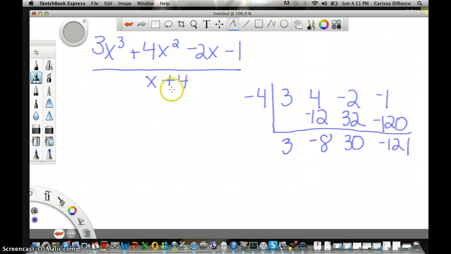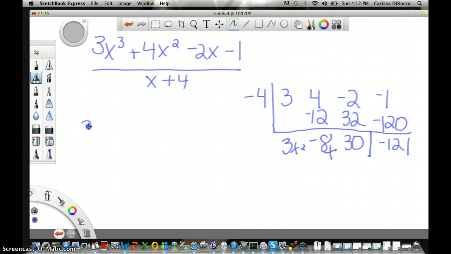Now, if we take a look at this, if we were to divide the term 3x cubed by x to the first, we would get x squared. Therefore, this first coefficient is to the x squared term of the answer. If we were to take x squared and divide it by an x, that would give us x to the first power, and therefore that's the coefficient here of the x. If we had x divided by an x, we would just have a constant, and therefore 30 is the constant. So that must mean -121 is the remainder.